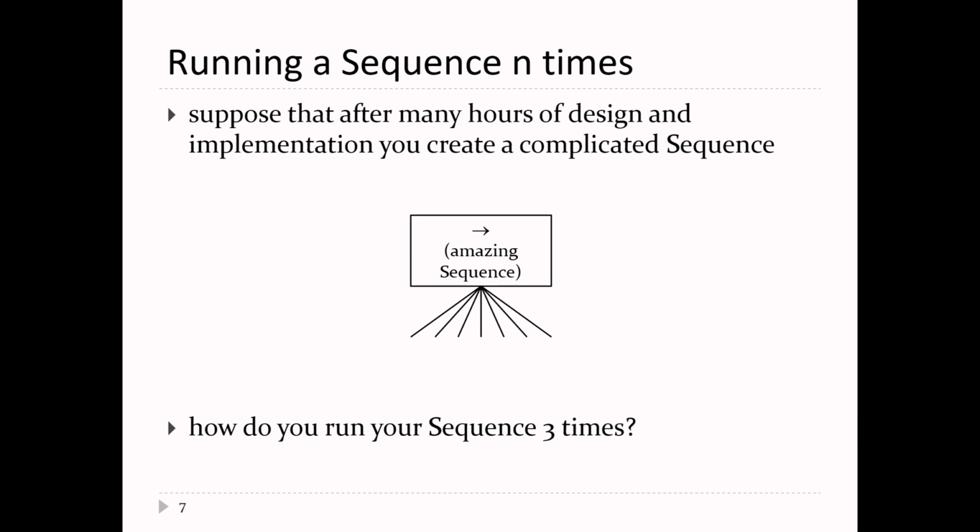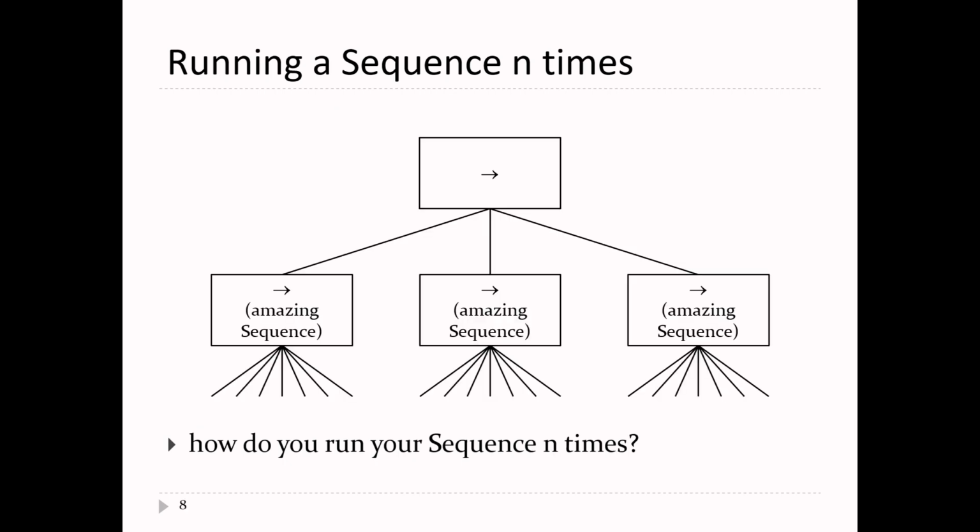And so you sit and you think for a little bit and you say, well, one way to run a sequence 3 times is to create another sequence node task and have 3 child tasks that are all your amazing sequences. And so that would be the quote unquote obvious solution. And so you do something like this. So you create a new sequence node or task, sorry, and its 3 children are your amazing sequences. And so this would work.